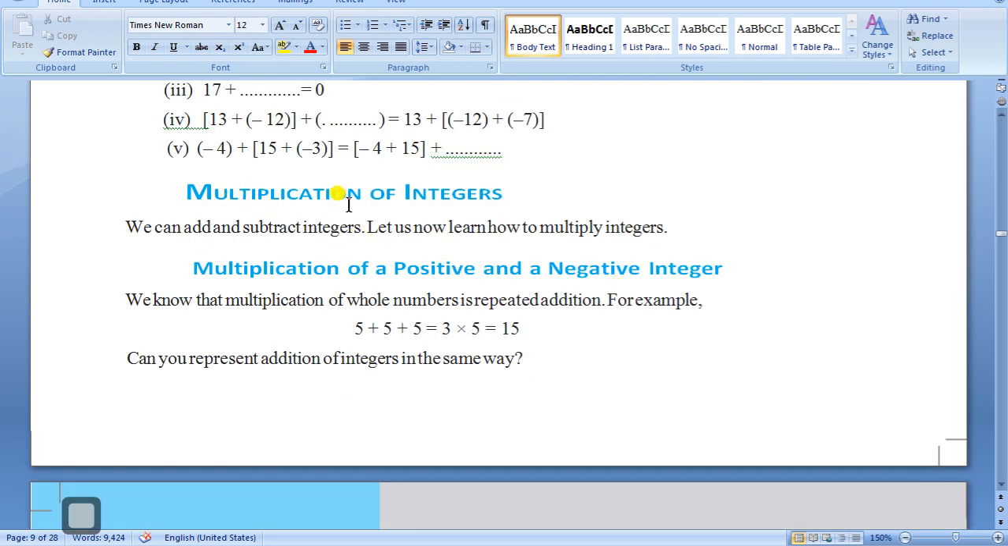Now we'll find the properties of integers. What is that? Multiplication of integers. We can add or subtract integers. Let us now learn how to multiply integers. Multiplication of a positive and a negative integer.